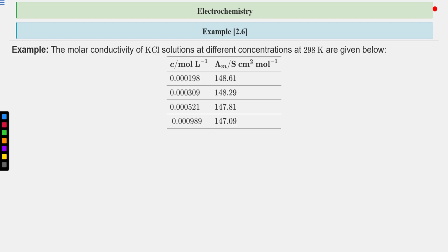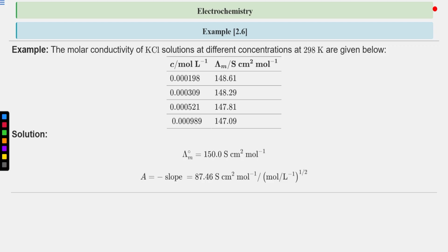Now, lambda naught m is equal to 150.0 Siemens centimeter square mole inverse, because we know the lambda m value from the graph, and through that we can consider the lambda m naught because we have different lambda m values.